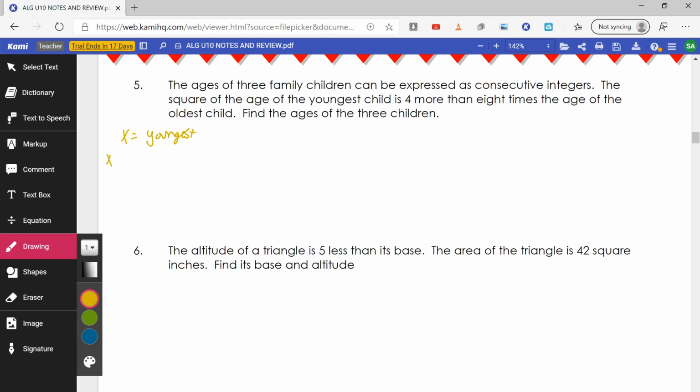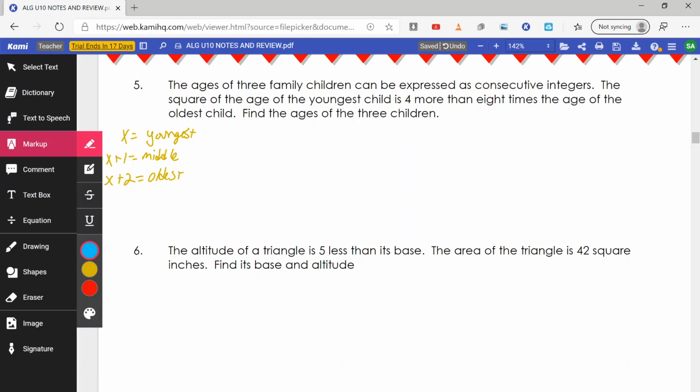Consecutive, so the next one will be x plus 1, the middle child, and x plus 2 is the oldest. So here we have a comparison. We took care of 3 family children, 3 children as consecutive integers. So we define them as x, x plus 1, x plus 2. Now we have to take a look at what is told.